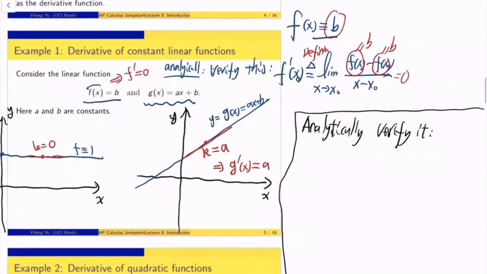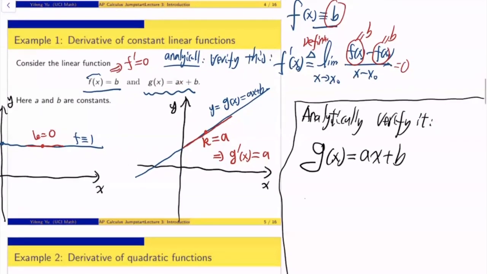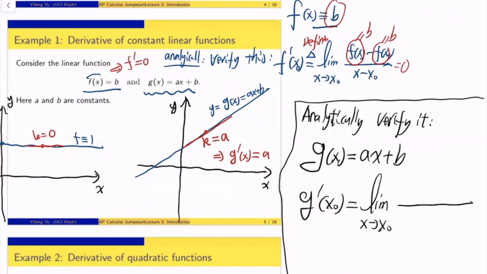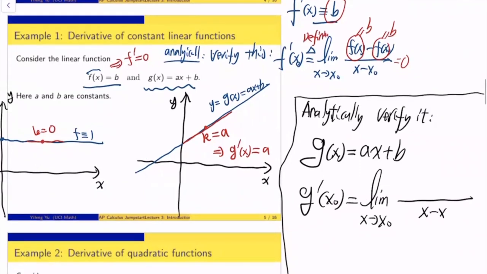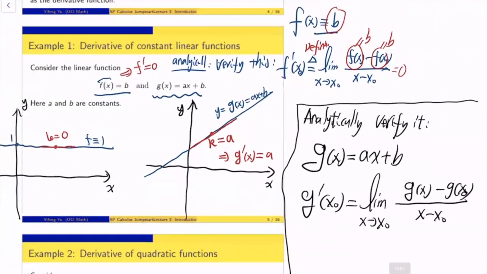Okay, all right. So let's remind ourselves. We have g(x) = ax + b, right? So how do we calculate the derivative at a given point x0? The derivative by definition is the limit as x approaches x0 of the ratio, g(x) minus g(x0) over x minus x0. Again, let's remind ourselves, this is the definition.